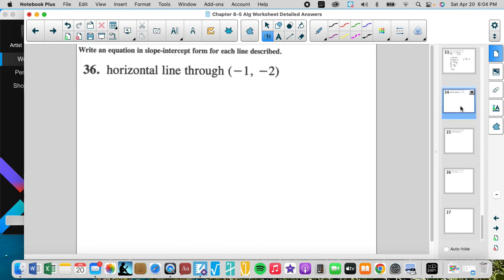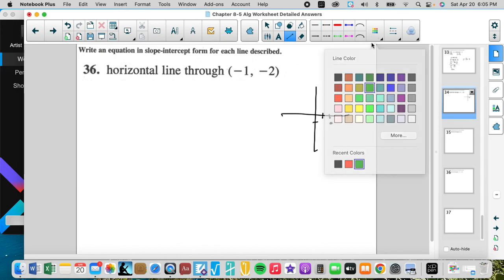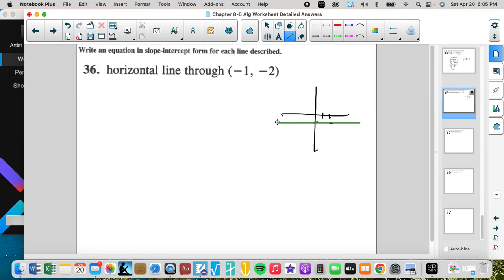All right. 3 more. Horizontal line through -1, -2. If we have a graph and a horizontal line through this point, let's change the color just so we can distinguish it. A horizontal line is going to look like that. So we know that the slope is 0. Hopefully you know the slope is 0. And what's the y-intercept? Hopefully you know the y-intercept is -1.